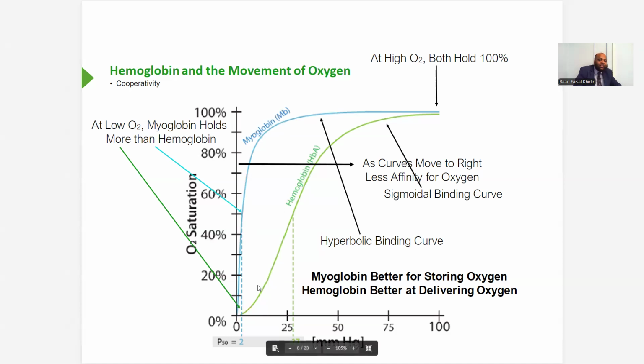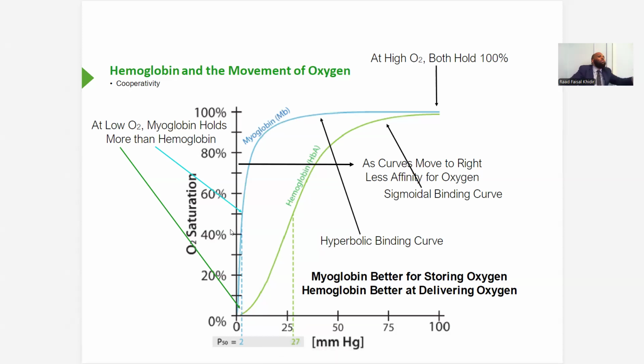So this sigmoidal, like an S shape. This green sigmoidal S-shaped hemoglobin curve shows you that the lower the partial pressure, we don't say percentage. I said percentage to help you understand, but we don't say percentage, we say partial pressure. So the lower partial pressure of oxygen, the lower percentage of oxygen, the lower saturation of hemoglobin with oxygen.